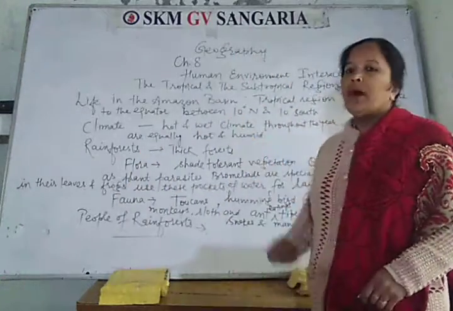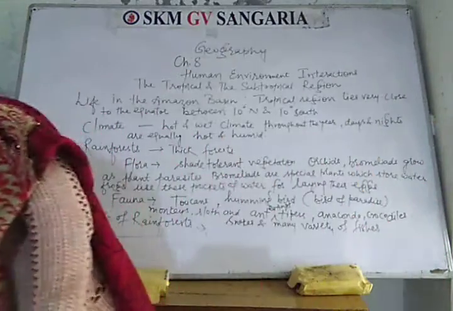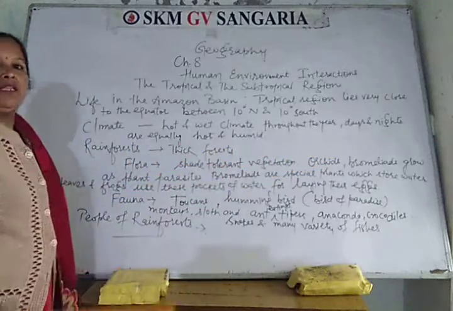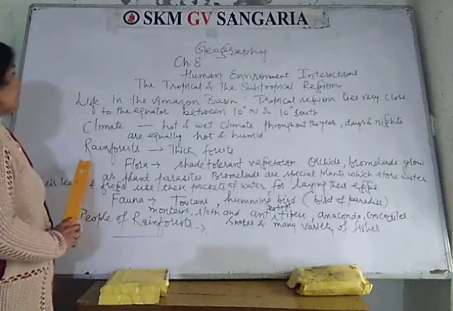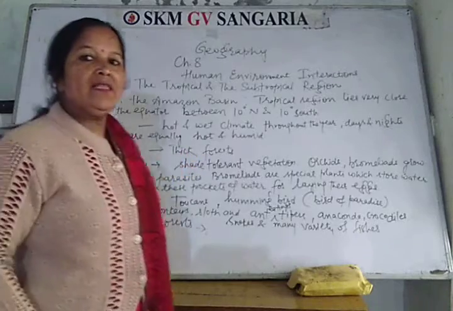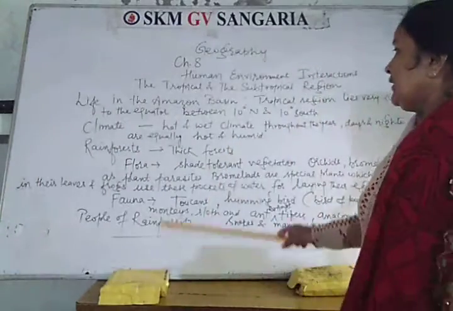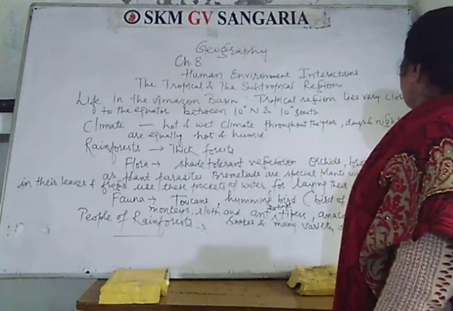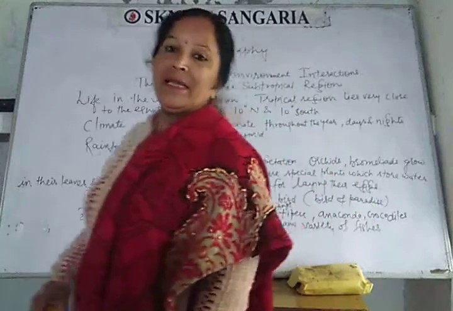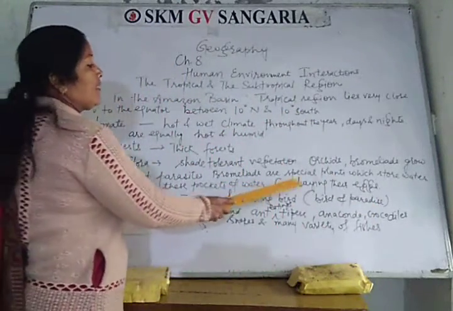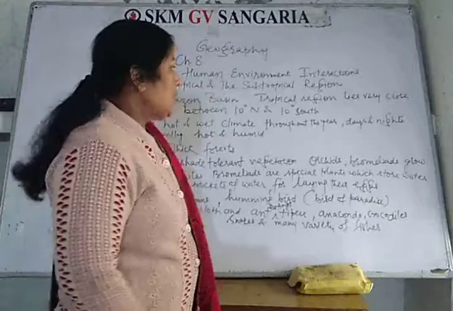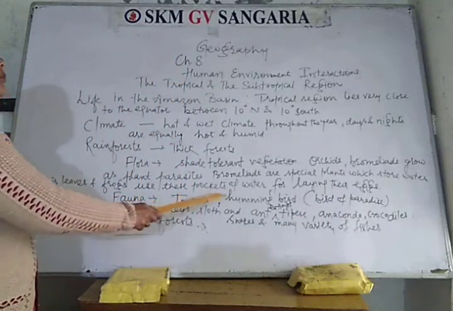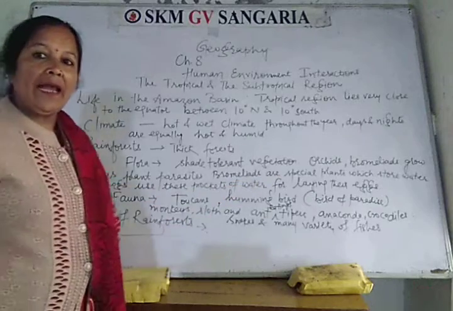Then you learned about its climate. The climate here is hot and wet throughout the year. Days and nights are equally hot and humid. Rainforests, thick forests, are found here, with a variety of flora. Here is shade tolerant vegetation. Orchids and bromeliads grow as plant parasites. Bromeliads are special plants which store water in their leaves, and frogs use these pockets of water for laying their eggs.